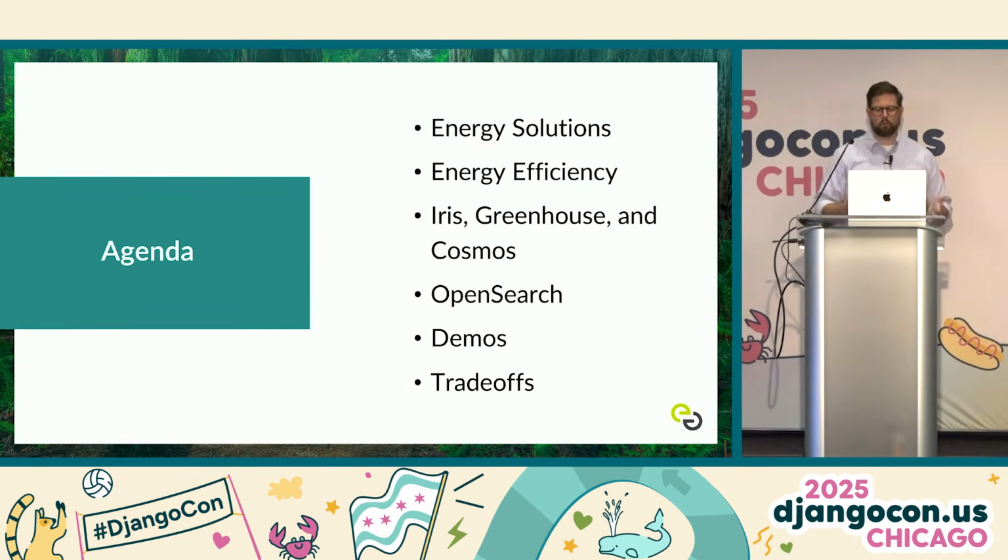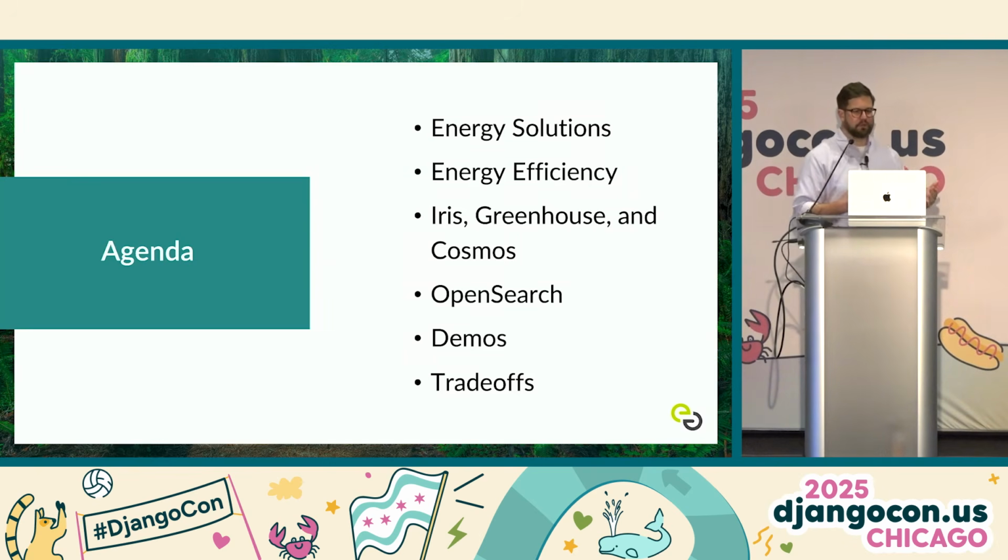Today, I want to tell you about some work I'm doing at Energy Solutions, primarily in the field of energy efficiency. This will be the business context for the problems I'm going to be talking about. And then I want to tell you about some of the technical parts of this that we're developing at Energy Solutions. 3 primary projects: Iris, Greenhouse, and Cosmos. And then I want to show off OpenSearch, talk about what it looks like, show off some things with it, do some demos, and then talk about the trade-offs in moving from Postgres to OpenSearch.